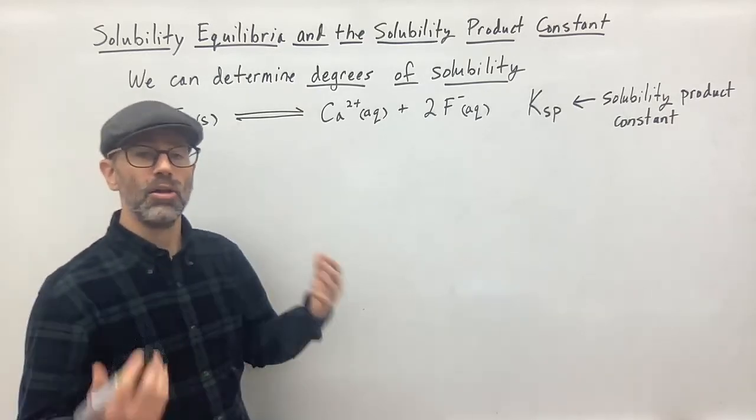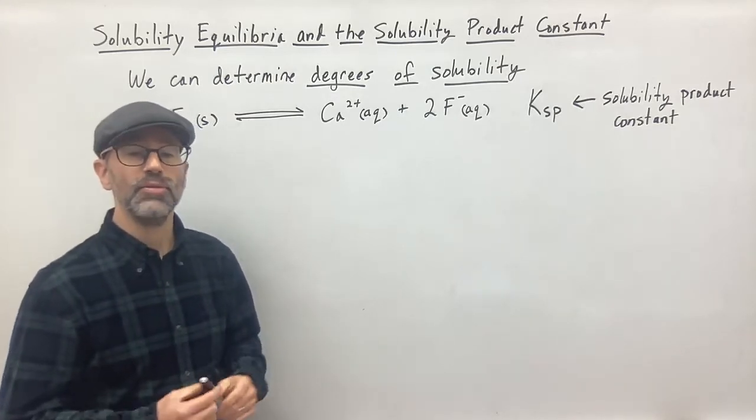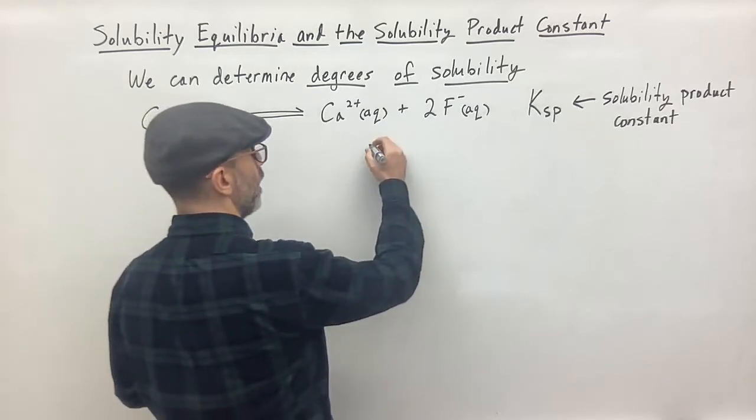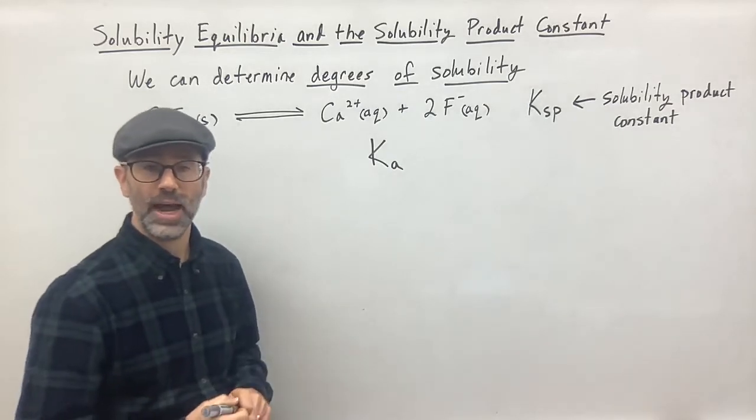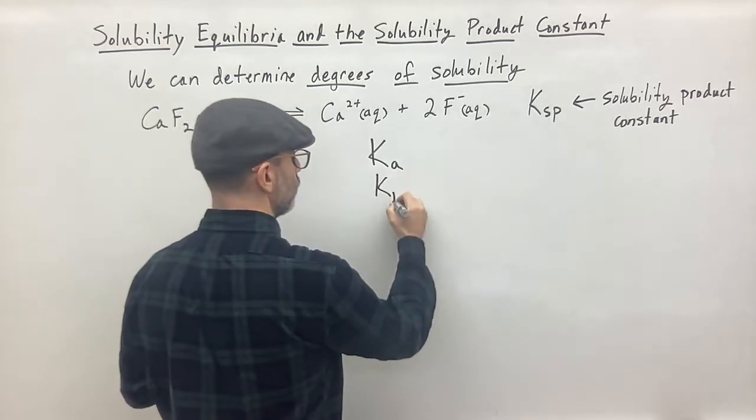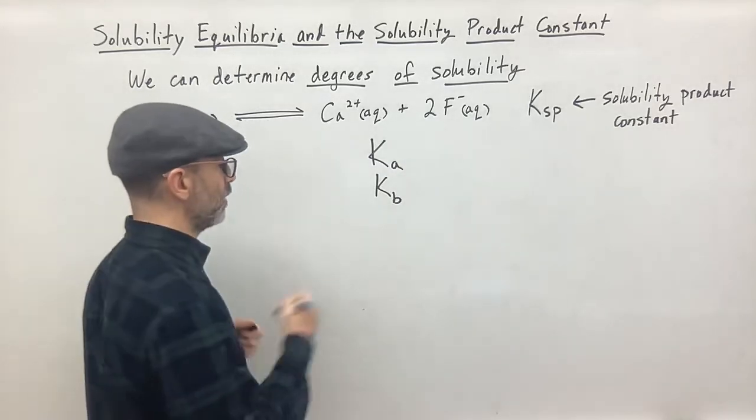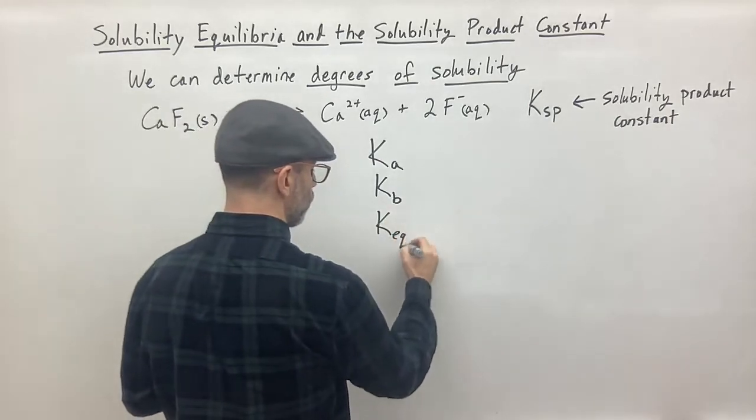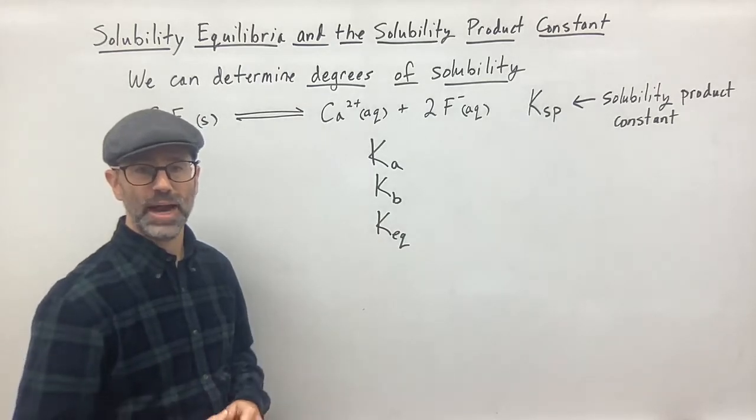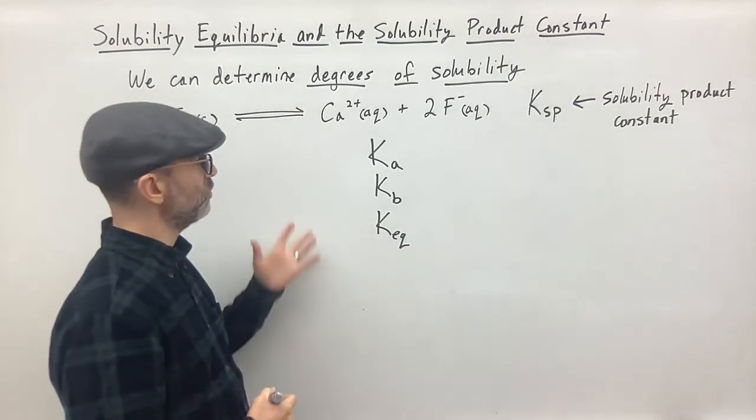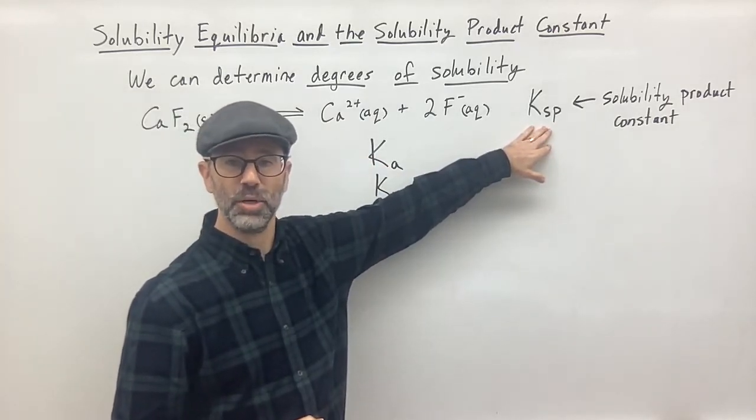So we could represent this as an equilibrium process. And like all equilibrium processes, they have an equilibrium constant that goes with them. We've seen this with, for example, your Ka values for the ionization constant for an acid, or your Kb value for the ionization constant for a base. Or we saw that with your Keq, your equilibrium constant for any reaction that's reversible. So we've seen a lot of these before. Now we're going to see what is called the Ksp, the solubility product constant.